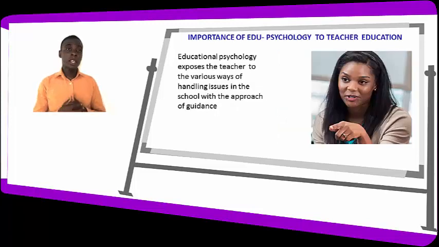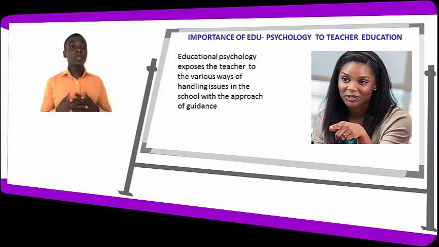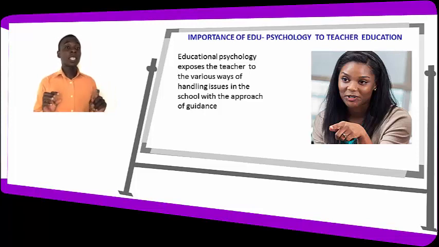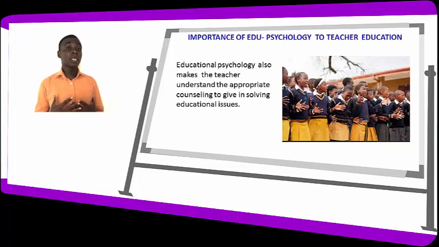Educational psychology exposes the teacher to various ways of handling issues in the school, with the approach of guidance and counseling. Guidance means you are trying to direct a child in the way it should go. You are trying to direct a child on how he should learn. And in counseling, you are also giving the child advice. You are giving the child good knowledge in order not to make a mistake. So educational psychology makes the teacher understand appropriate counseling to give in solving educational issues.